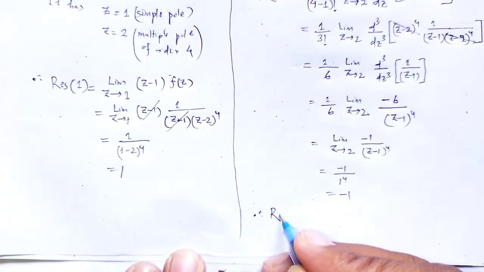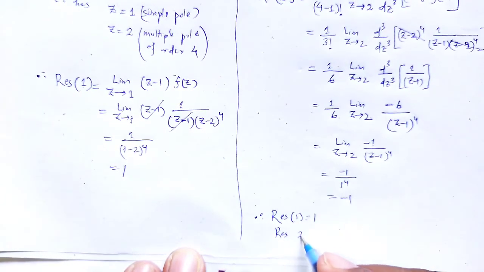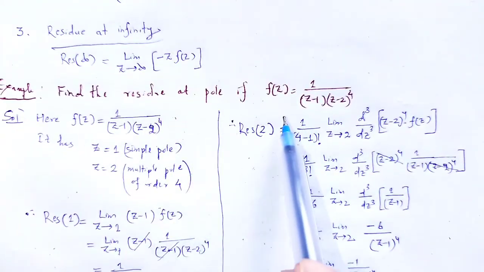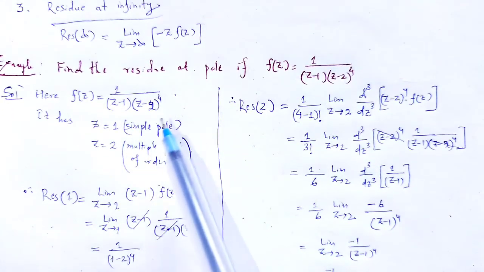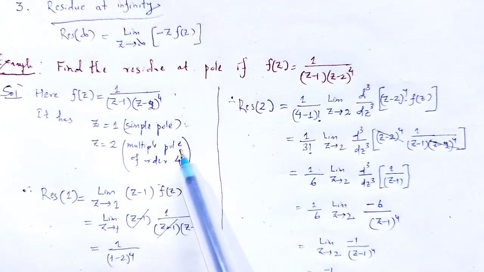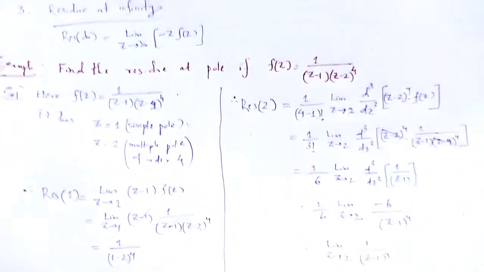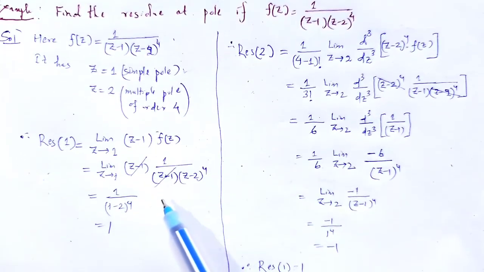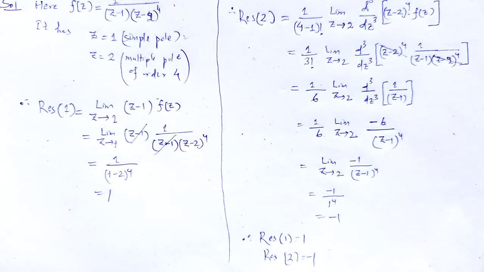Therefore, we have the residue at 1 equal to 1 and the residue at 2 equal to minus 1. So the residues at the poles are evaluated for the given function. It has two singular points, 1 and 2. One is a simple pole, the other is a multiple pole of order 4. By taking the corresponding formulae to evaluate the residues at poles, we evaluate the correct result.